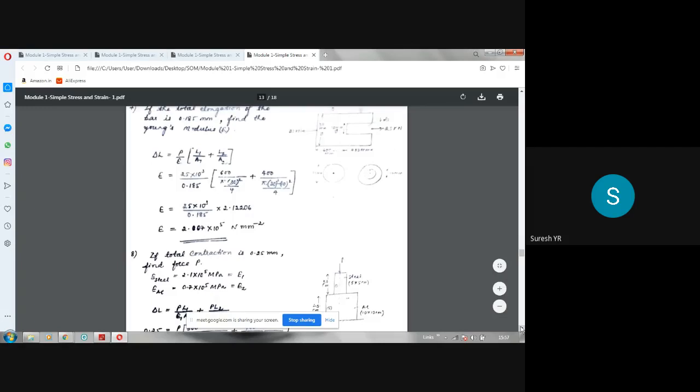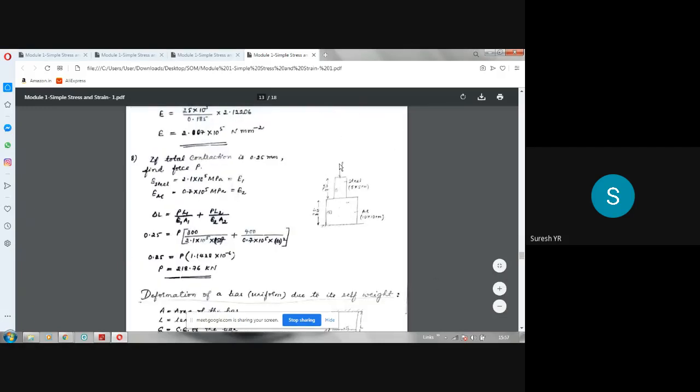Here also, a similar type of problem. The only thing is the compressive force, instead of being given horizontally, has been given vertically. Aluminium, steel, two different materials are there. Areas are different. Young's modulus is different. We just have to add the deformation in this plus the deformation in this. Both are compressive here because P is a compressive force. So P is unknown here. Other things they have given. If the total contraction is 0.25 mm, find the value of P.